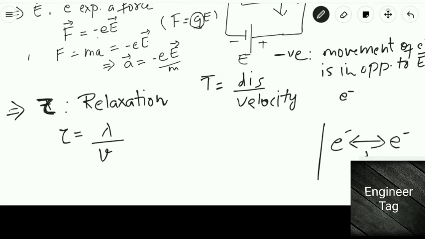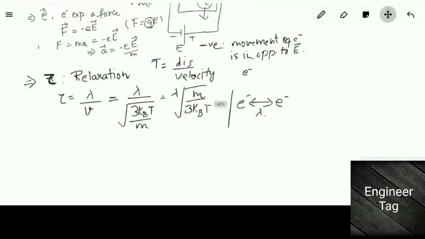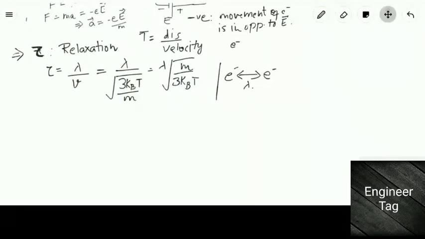Velocity is your v. We have already found out v is under root of 3 kbt over m. So tau is lambda over under root of 3 kbt over m, or you can write lambda into under root of m over 3 kbt. This is your expression for relaxation time.